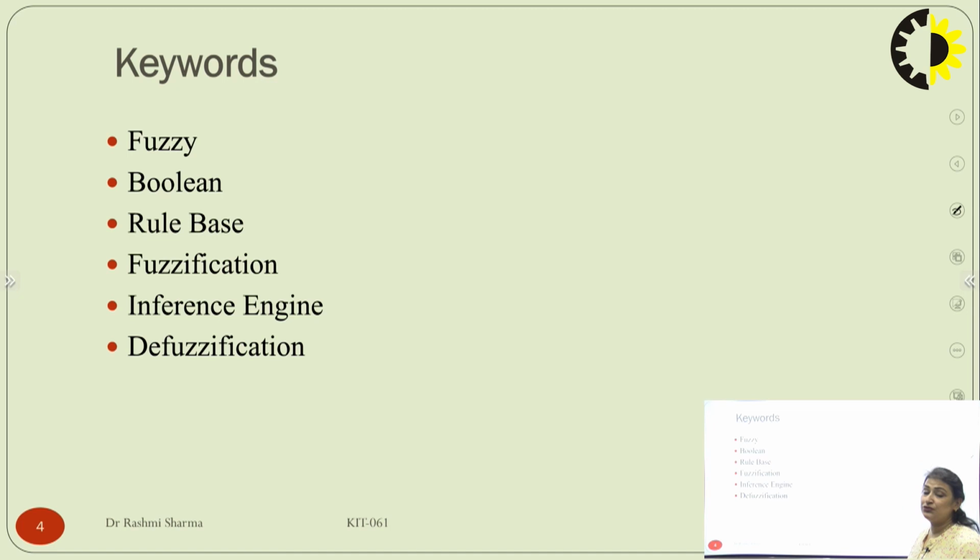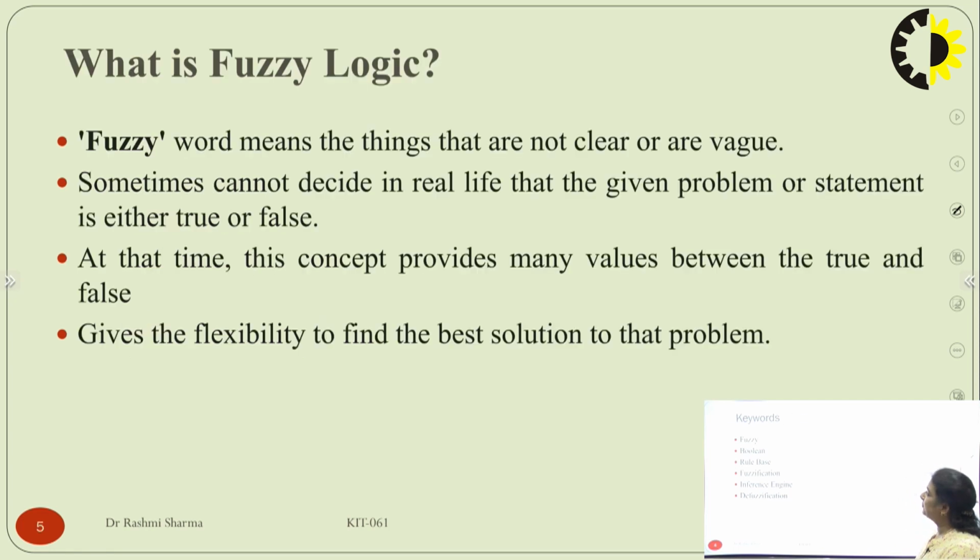So the keywords which would be discussed are fuzzy. What do we mean by fuzzy? How does it differ from Boolean algebra, which you might have studied in discrete structures, and also in 11th and 12th? Then what do we mean by rule base? What do we mean by fuzzification? How an inference engine is used, and what do we mean by defuzzification? These are some of the keywords which we would be coming across in this video.